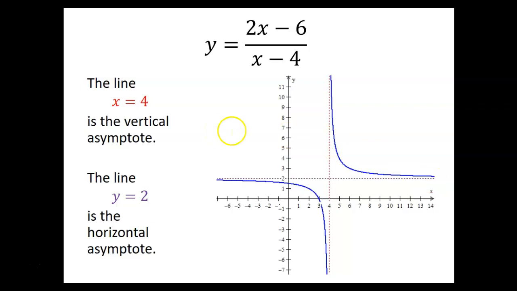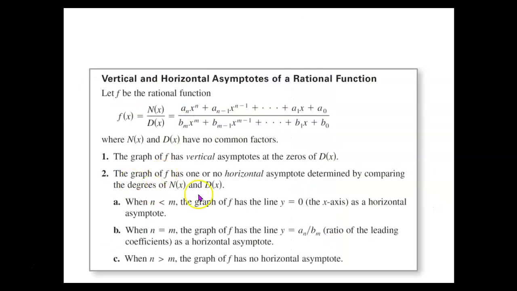So how can you tell where those are going to be? Well, the vertical asymptote is where the denominator is 0. Here, the denominator would be 0 where x is 4, so the line x equals 4 is a vertical asymptote for that graph. The horizontal asymptote, well, there the rule is a little more complicated. You have to look at the degree of the numerator and of the denominator. And then depending on what those are, here's what that tells you about the horizontal asymptote.